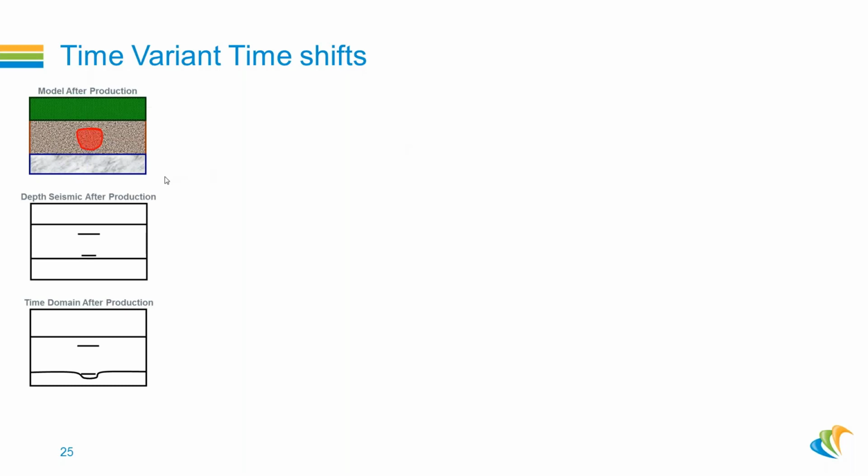An example is shown here. I have a reservoir here with some production effect. In depth, the top and base of the reservoir will not change, but in time it will change. This is good. We can interpret this time variance between the monitor and the base as some production effect. But if we want to go for, for example, inversion, we need to align the base and monitor to each other. So we need to remove that.